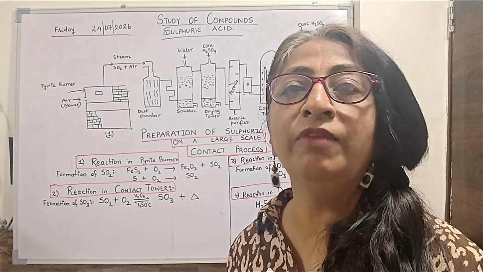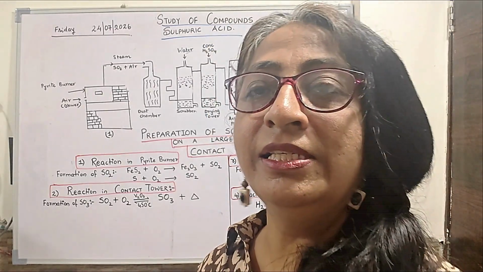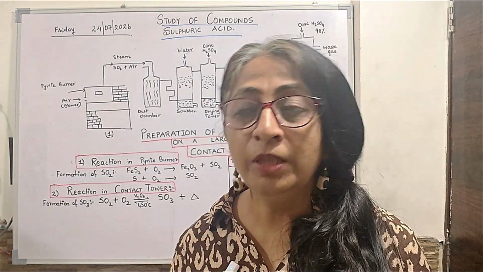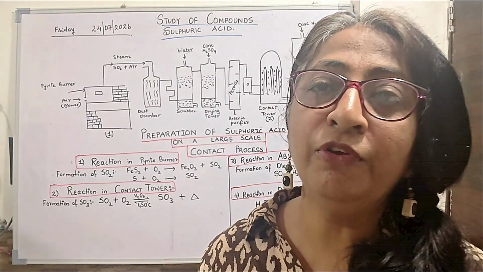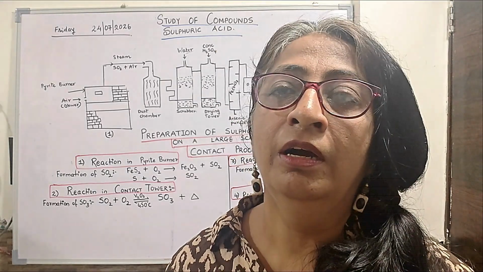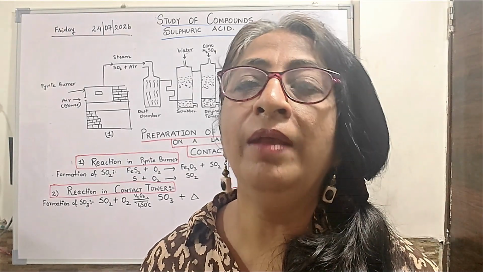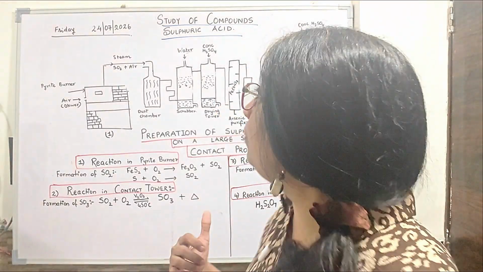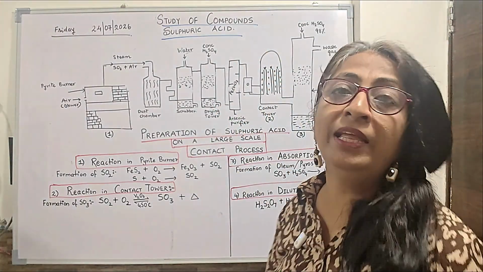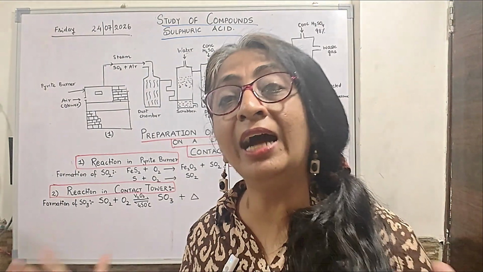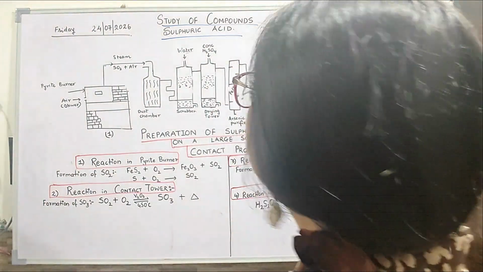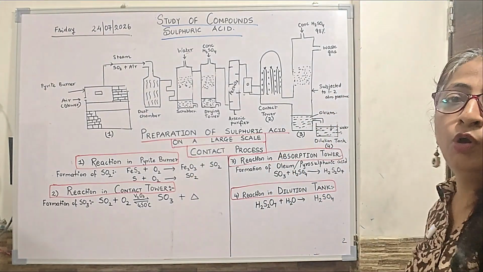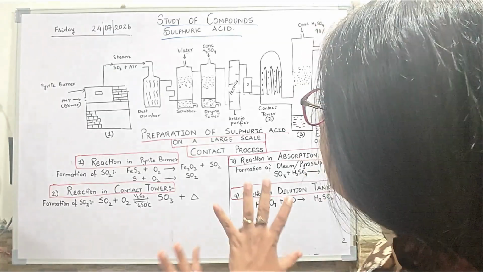So I'll be starting today with the king of chemicals, chemistry class 10 ICSE students, sulfuric acid. The most important part of sulfuric acid is its preparation on a large scale. Today we will be discussing in length how sulfuric acid is prepared on a very large scale. The name of that process is known as the contact process. Contact process.